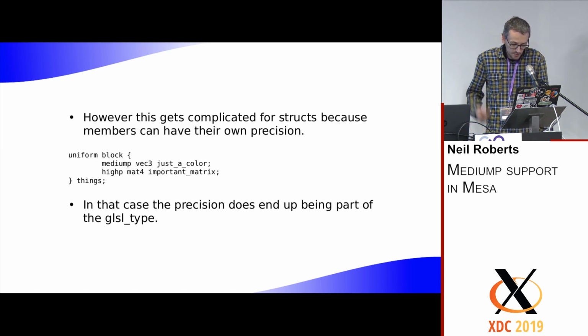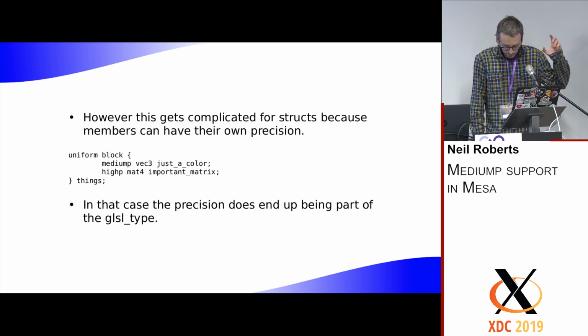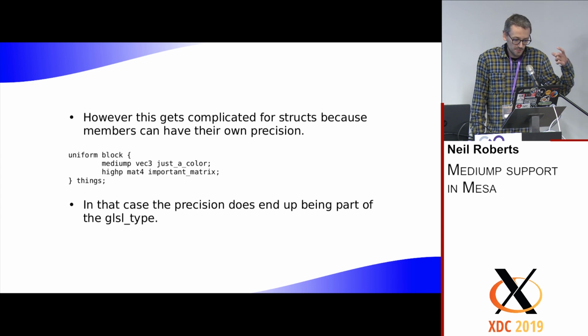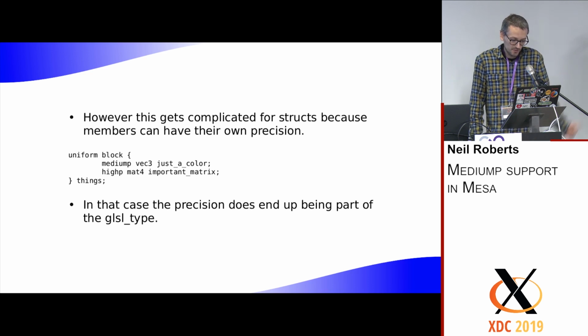I say it usually doesn't form part of the GLSL type, but this gets complicated if you have structs, because in a struct, each member of the struct can be declared with its own precision. So when you declare a struct, the struct becomes a GLSL type, and that type owns the type declarations for each field. And so then in that case, you do have to store the precision in the GLSL type.